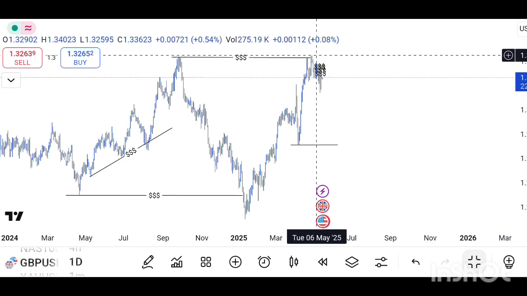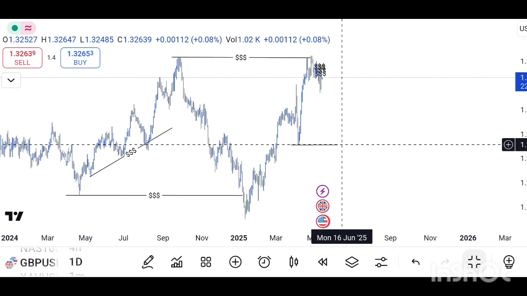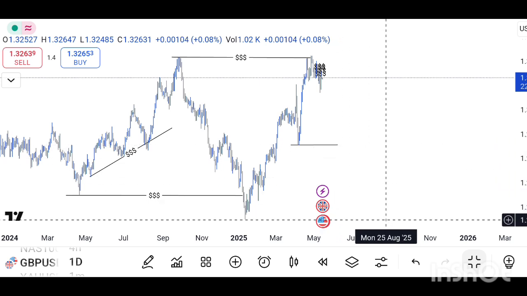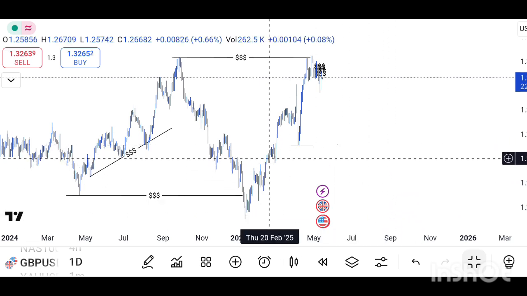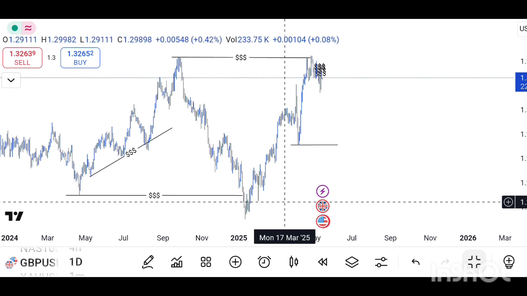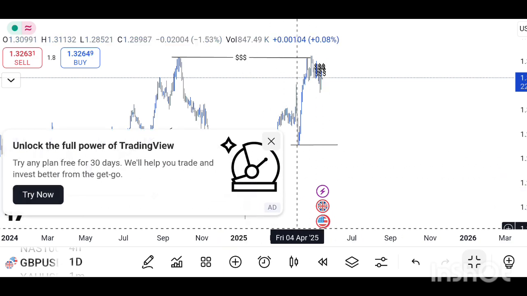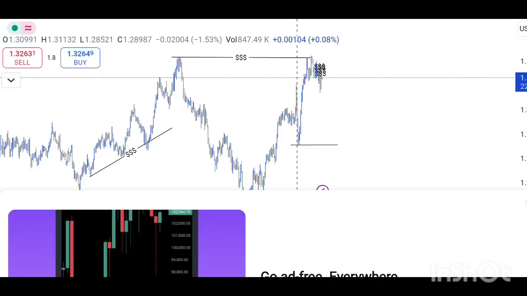Now the market is going down. Like I said, this is the next draw on liquidity. It can keep going all the way, sweep out this draw, sweep out these lows. You understand what I'm saying? Simply know how to work with liquidity.